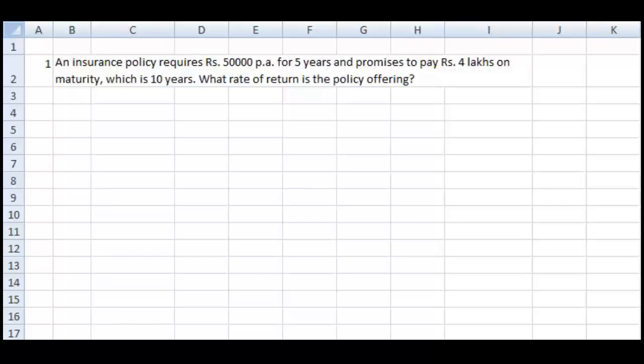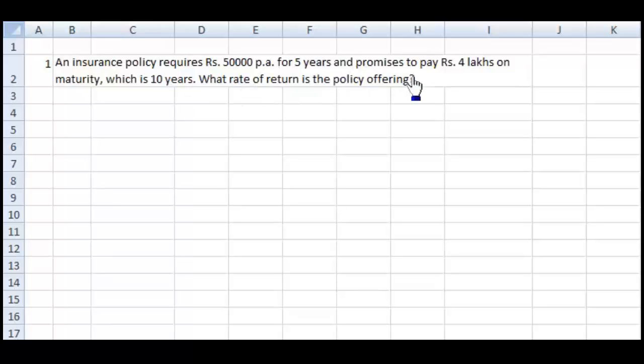Now, just as we found out present value and future value of irregular cash flows, let's find out rate of irregular cash flows. In this question, we have an insurance policy that requires to be invested 50,000 per annum for 5 years. And then it promises rupees 4 lakh on maturity, which is after 10 years. So what rate of return is the policy offering?